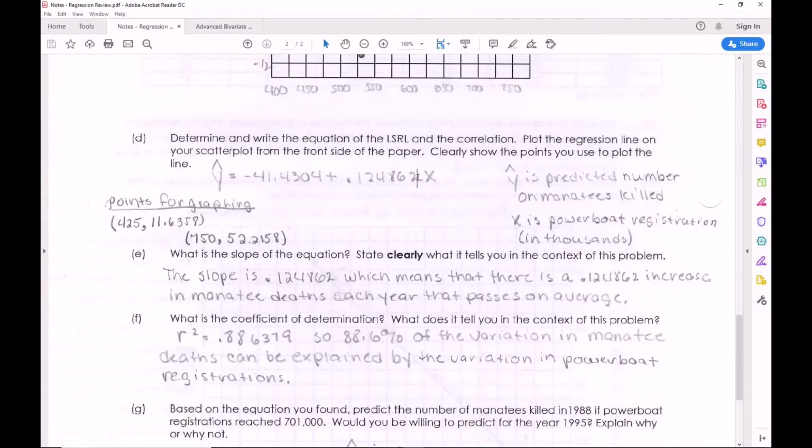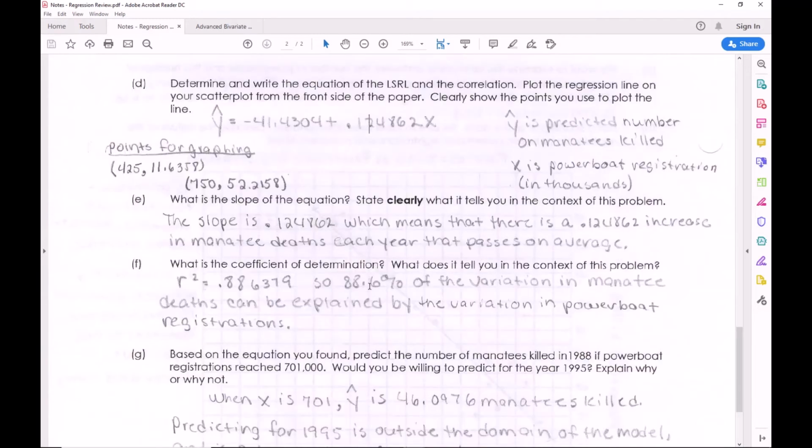The slope is this number here. Remember, if you put that over 1, which you can do with any number, it means that there is a 0.124862 increase in manatee deaths each year that passes, on average. All right? And then R, we talked about.